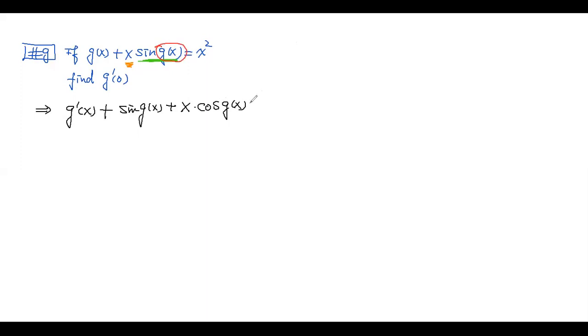We need to do what? We need to use the chain rule, right? So don't forget that g prime of x, right? Okay, so now the right-hand side of the equation will give you the 2x here. So now you want to find g prime of 0. That means I'm going to plug in x equal to 0. So when x equals 0, this term will be equal to 0, right?